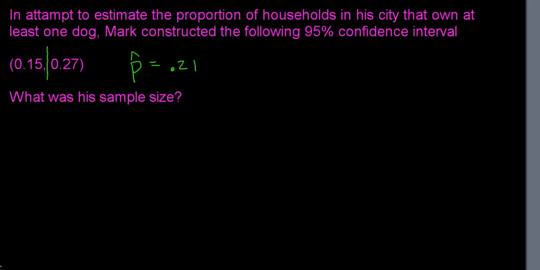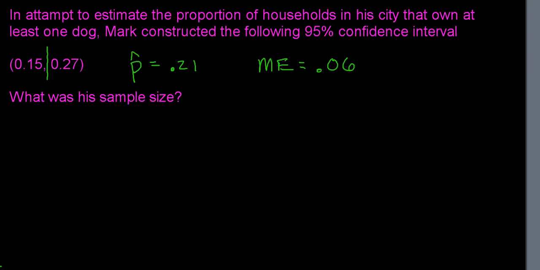Okay. The other thing I need is my margin of error. My margin of error is how much I go up and down from my sample. If my sample was 0.21, then I must have gone up and down by 0.06, because if you go up 0.06, you get 27%, down 0.06, you get 15%. All right, so what was my sample size?